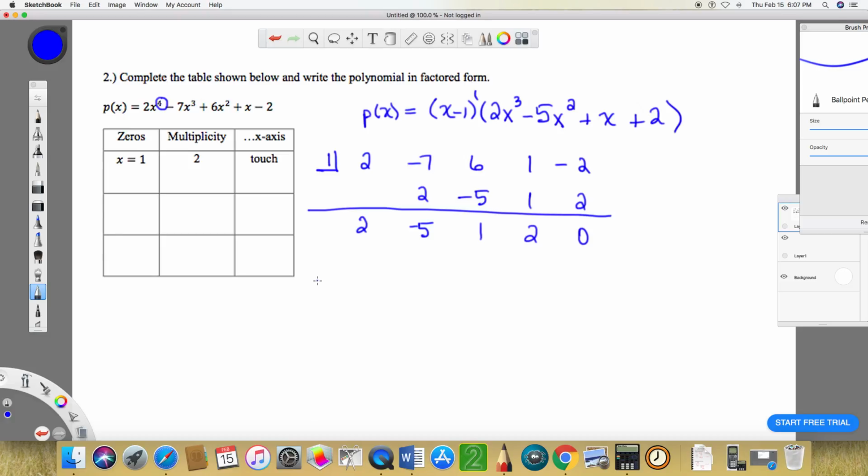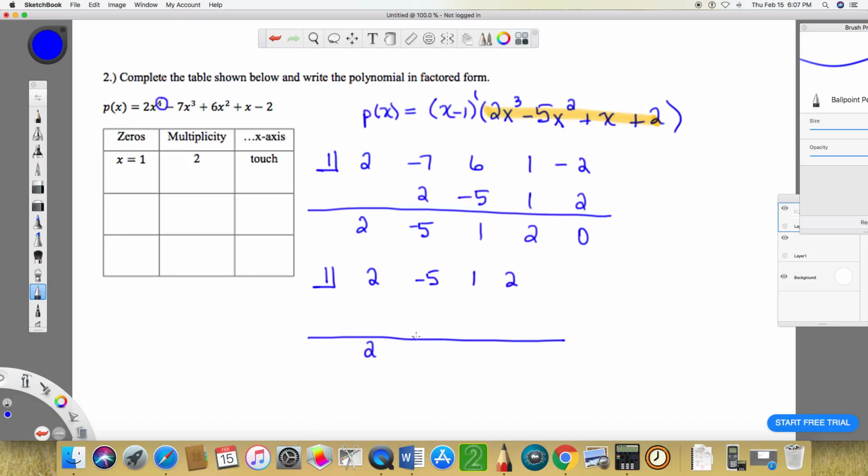So I want to do synthetic division again, only this time I'm doing it on this polynomial. So let's write down our coefficients: 2, negative 5, 1, and 2. All right, so if this really is a factor of this, I should get a 0 remainder.